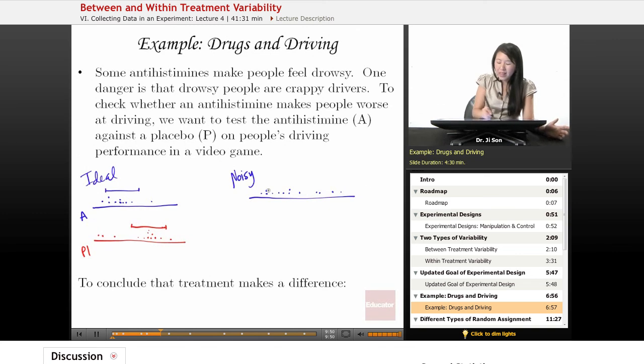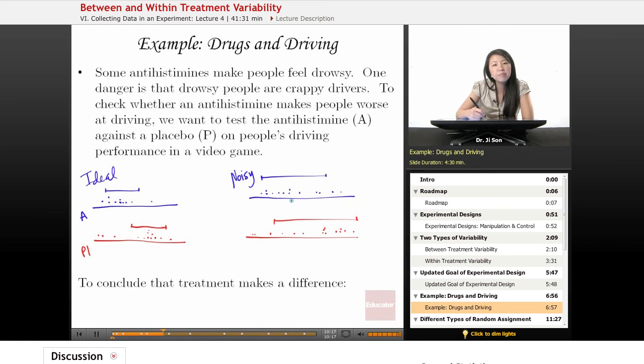So maybe we have a lot of spread here, right? And among the placebo group, we might also have a whole lot of spread. So in this case, it's sort of hard to see if there is a between treatment difference just because there's a lot of within treatment difference, right? And that's what we mean by it being a bad kind of variability. It gets in our way of really being able to make conclusions from our experiment, right? And so what we want to do is reduce that within treatment variability as much as we possibly can.